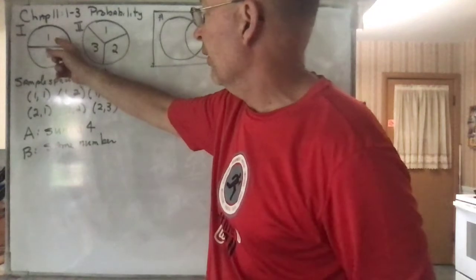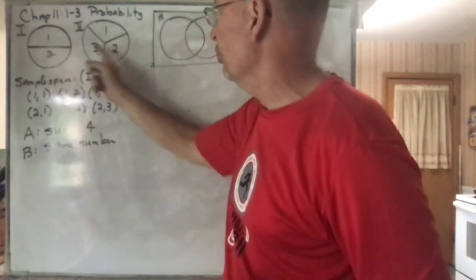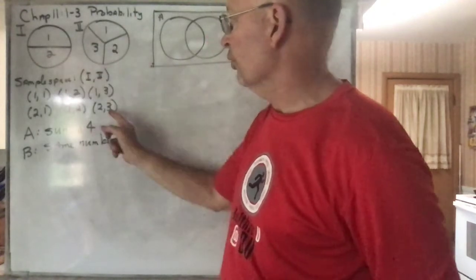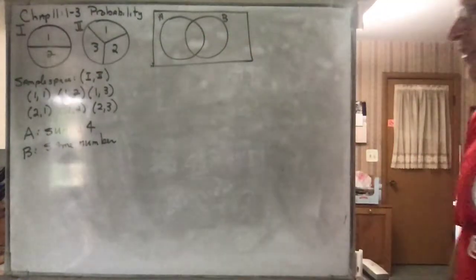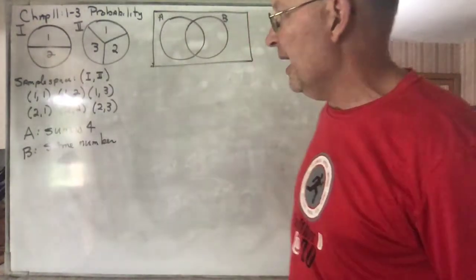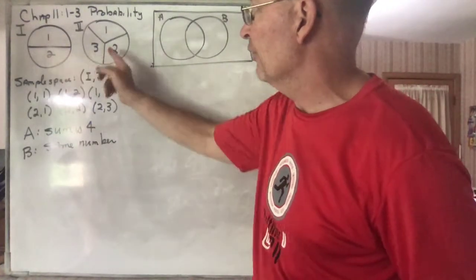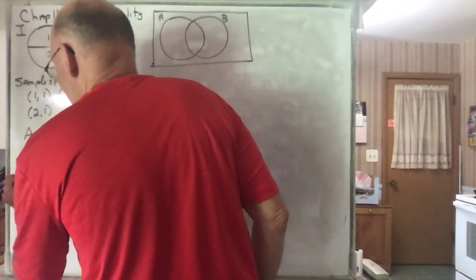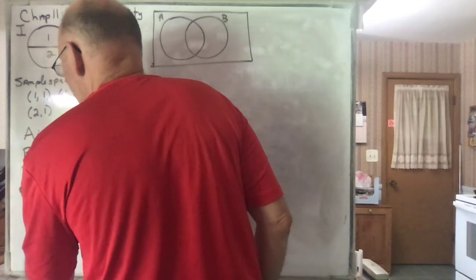So you could land on a 1, 1, you could land 1, 2, or you could land 1, 3, or you could land 2, 1, 2, 2, or 2, 3. So you have 6 different possibilities. So let's let event A be that the sum of the two is 4. Okay, what's the probability that A would occur?